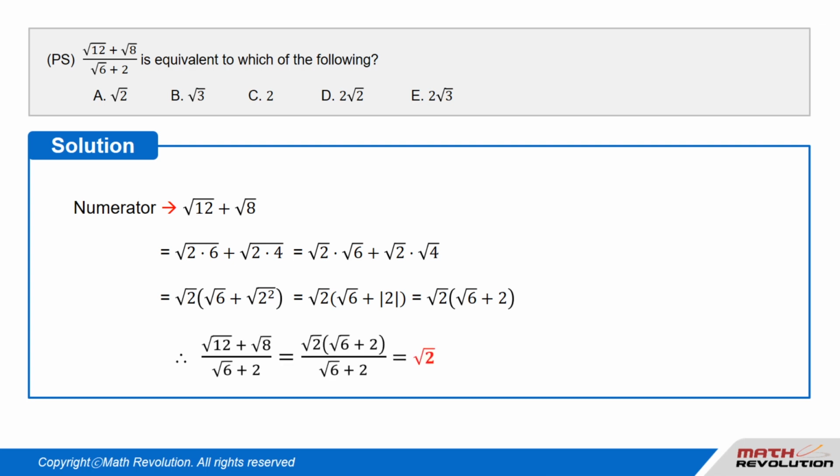So, square root of 12 plus square root of 8, whole over square root of 6 plus 2, is equal to square root of 2 whole times (square root of 6 plus 2), whole over square root of 6 plus 2. The term (square root of 6 plus 2) can be cancelled out from both the numerator and the denominator. Then, square root of 2 times (square root of 6 plus 2), whole over square root of 6 plus 2, equals square root of 2. Thus, A is the correct answer. Answer A.